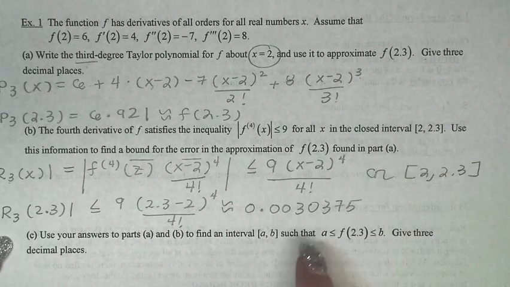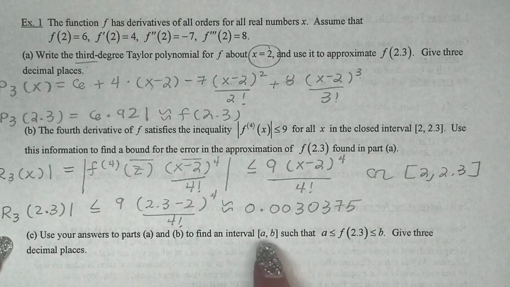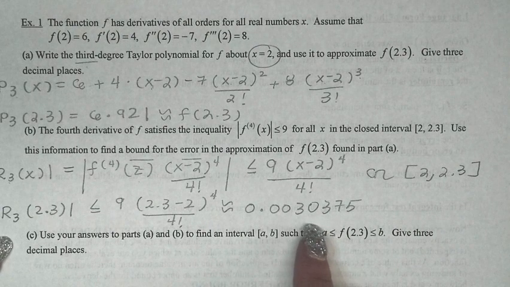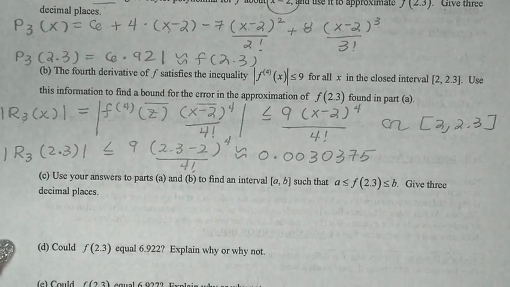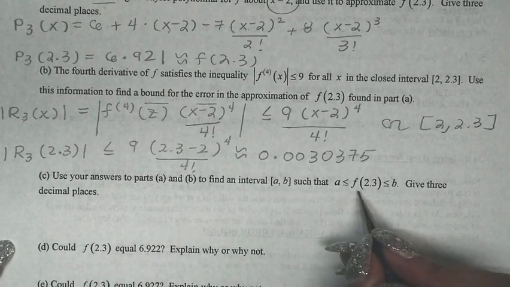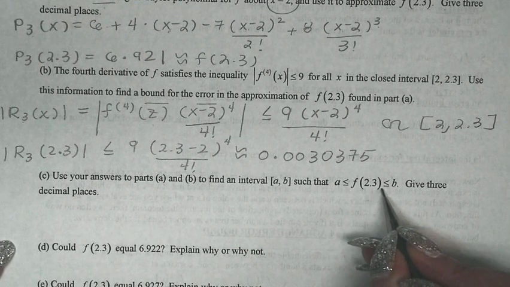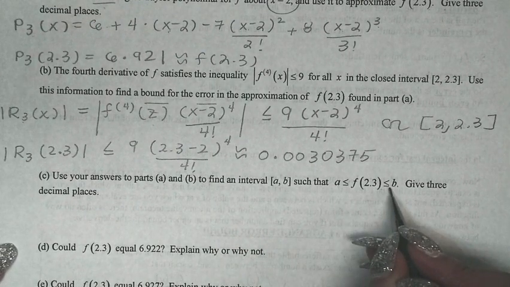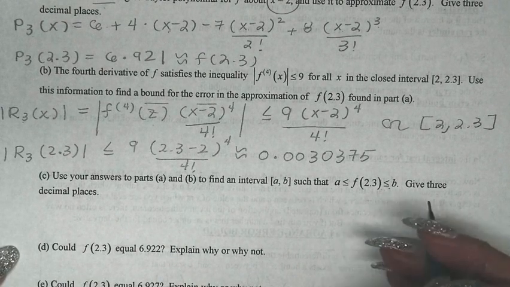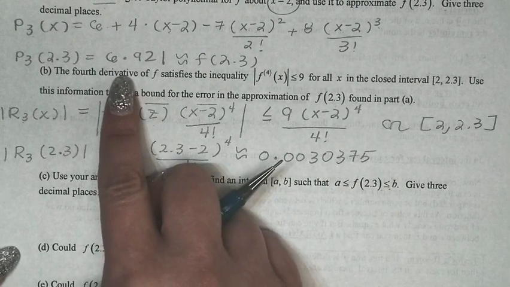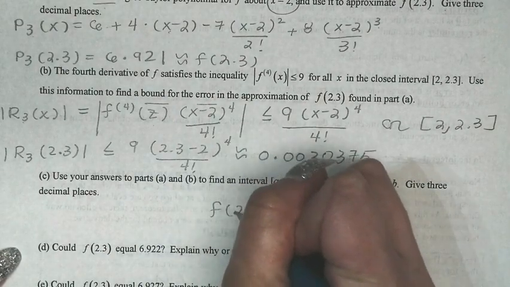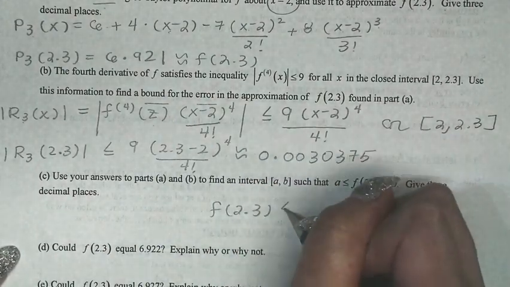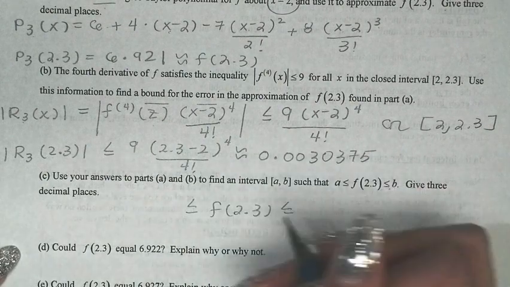So the error is going to be less than or equal to 0.003. That's what we have. Okay? If we want to use my answers from A and B to find the interval [A, B] such that f of 2.3 is between A and B, using 3 decimal places, what are you going to do? If we only use 3 decimal places, what you have is that your value is 6.921, right? So you know that f of 2.3 is going to be bounded by something, up and down.